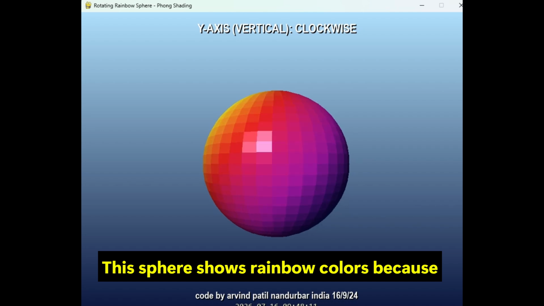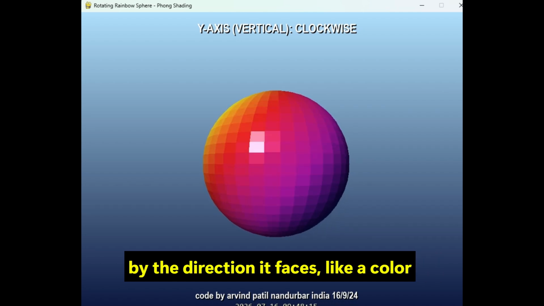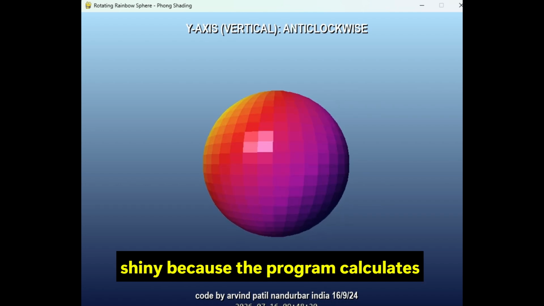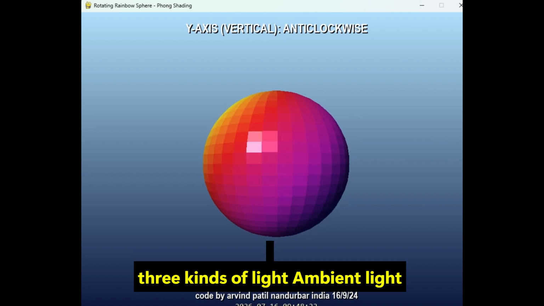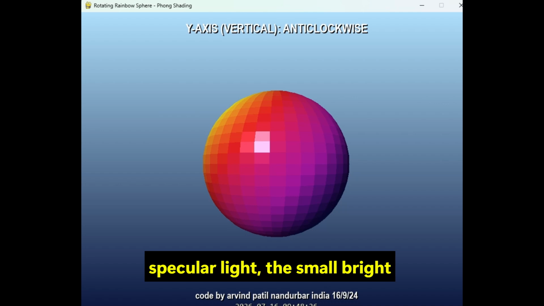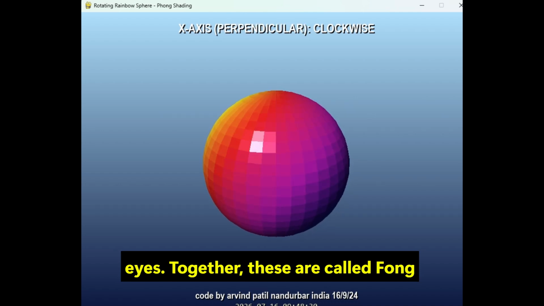The sphere shows rainbow colors because each tiny patch on its surface is colored by the direction it faces, like a color wheel wrapped around a ball. It looks shiny because the program calculates 3 kinds of light: ambient light reaching every part softly, diffuse light falling directly on facing patches, and specular light, the small bright highlight where light reflects into our eyes. Together these are called Phong shading.